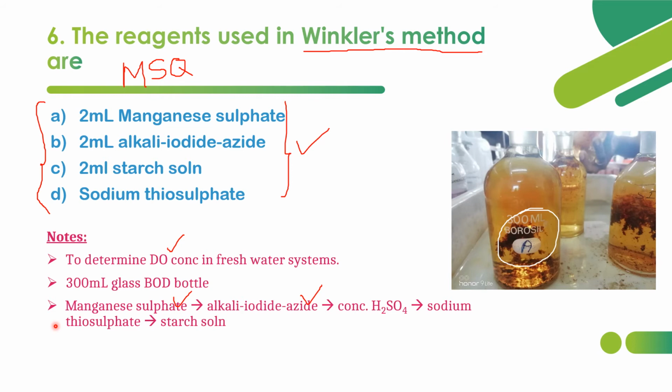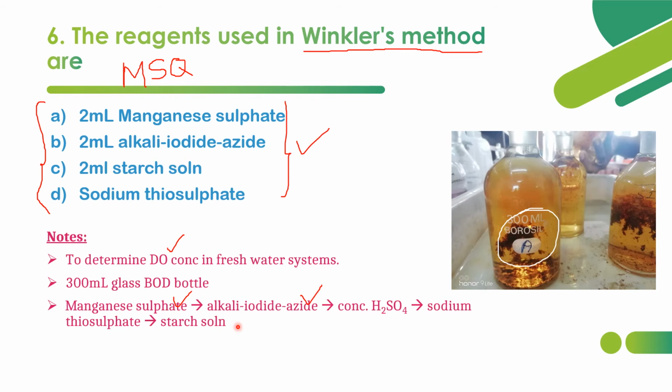When will the titration get over? When the color becomes pale straw. When the color becomes pale straw, the titration is stopped. Then we have to add starch solution, so a blue color forms. Titration is done until the sample turns clear. So this is how we have to do the experiment.